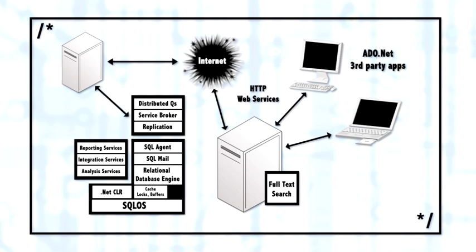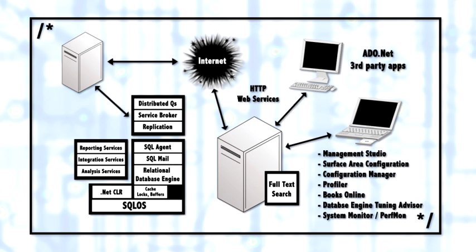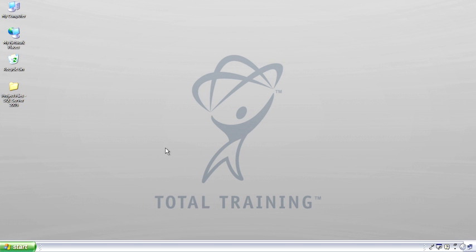As you can imagine, SQL Server has several tools, and it can be confusing to find which tool is best for which purpose. There's a lesson coming up soon on Management Studio, and right now I want to go ahead and show you how to find the Surface Area Configuration, Configuration Manager, Profiler, Books Online, Database Engine Tuning Advisor, and the Sysmon Perfmon tool. We're not going to take the time to explain everything about the tools, but in this overview of SQL Server, I want to show you at least where the tools are, how to find them, and what they're for.